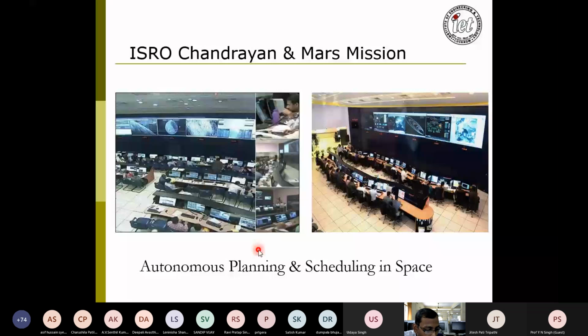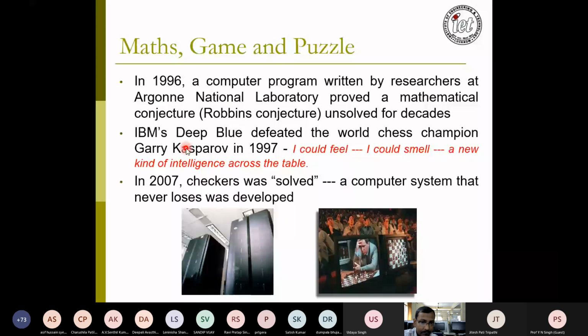The activities like maths, games, and puzzles. In 1997, in fact, the IBM machine Deep Blue defeated the world chess champion, Garry Kasparov, who was unbeaten till 1997. IBM, one of the leading companies, took the challenge and provided machines having the nature of supercomputing, and defeated the world chess champion. So it means the intelligence of those machines is something beyond the capability of the human brain. And what Garry Kasparov said after that defeat: I could smell a new kind of intelligence across the table. Okay, so these are a couple of landmarks that were observed.